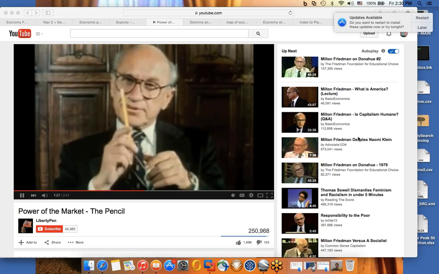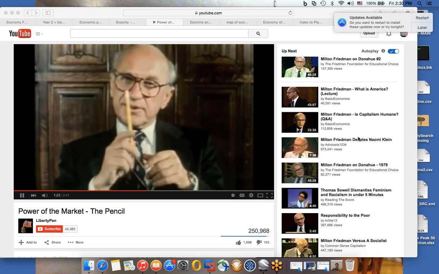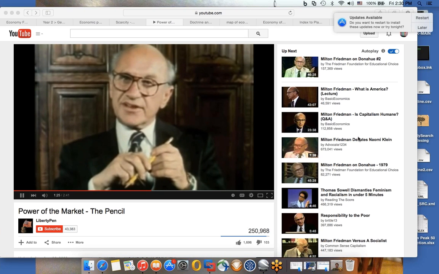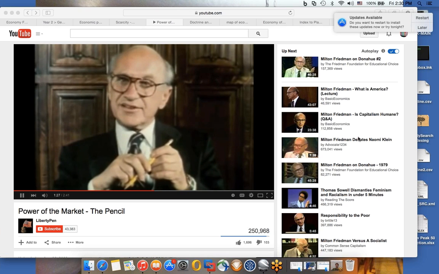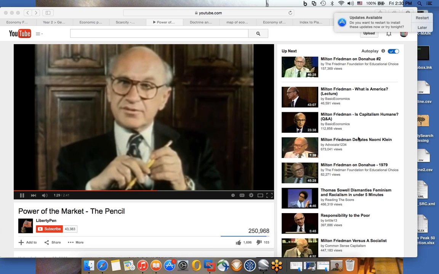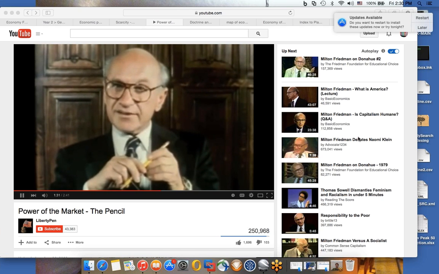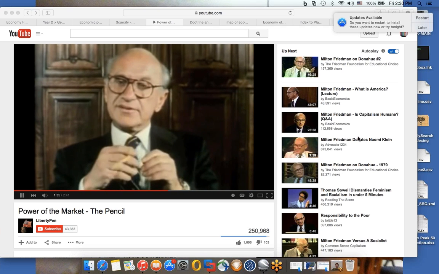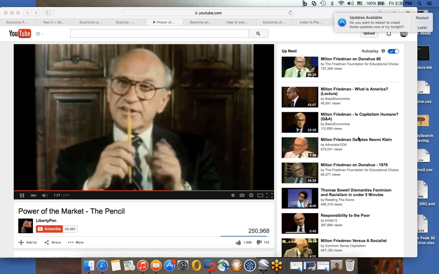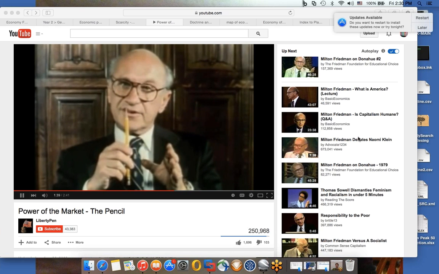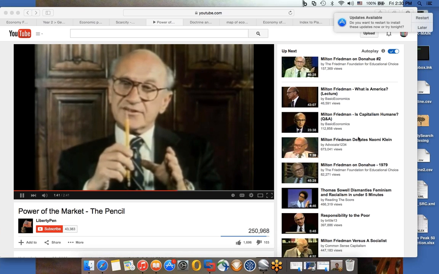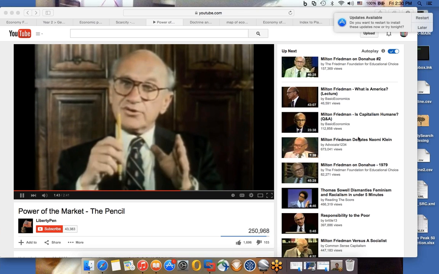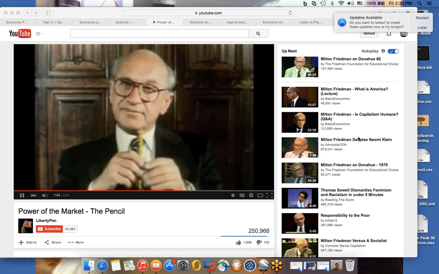Literally thousands of people cooperated to make this pencil. People who don't speak the same language, who practice different religions, who might hate one another if they ever met. When you go down to the store and buy this pencil, you are in effect trading a few minutes of your time for a few seconds of the time of all those thousands of people.